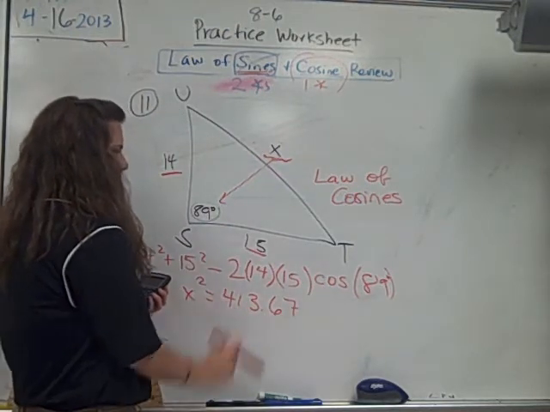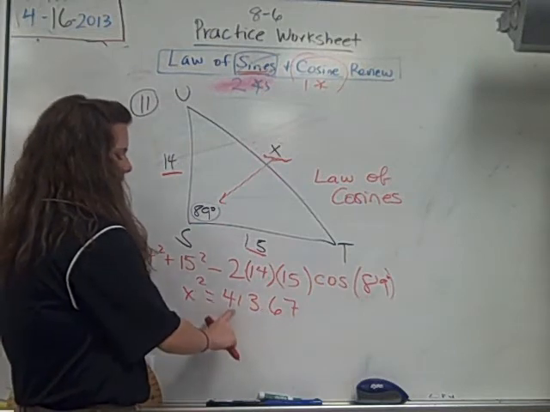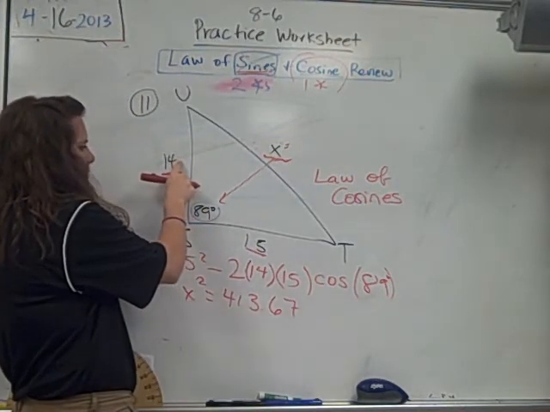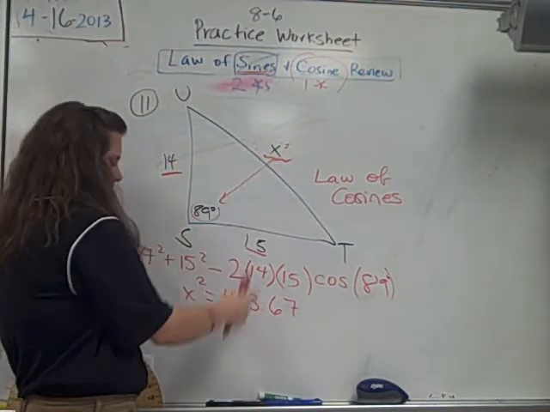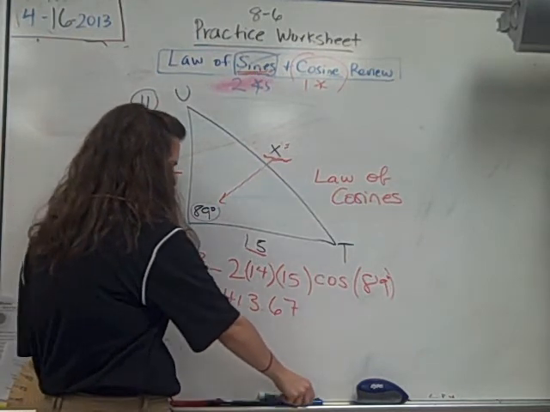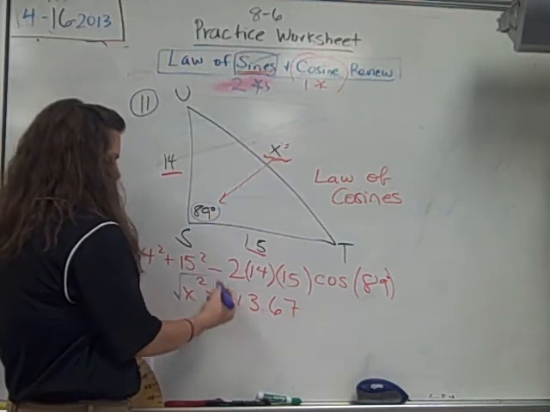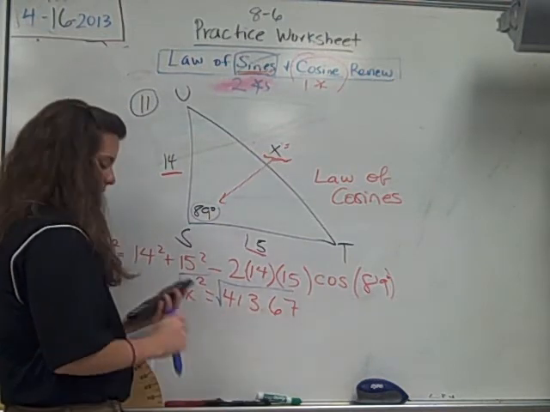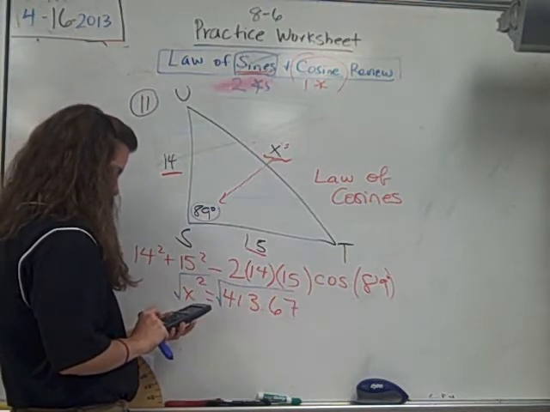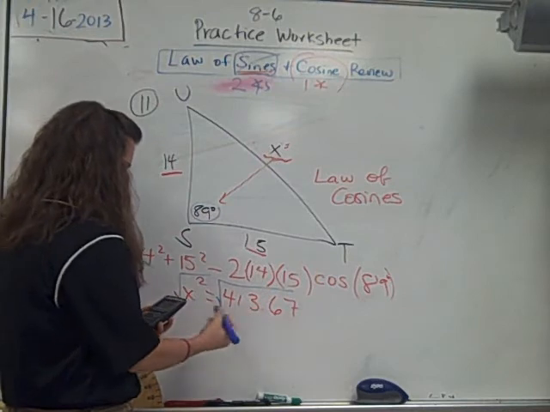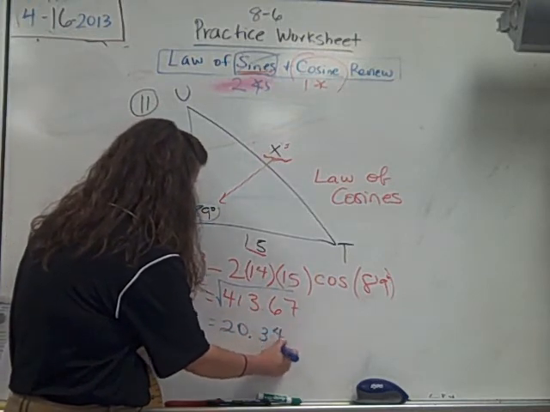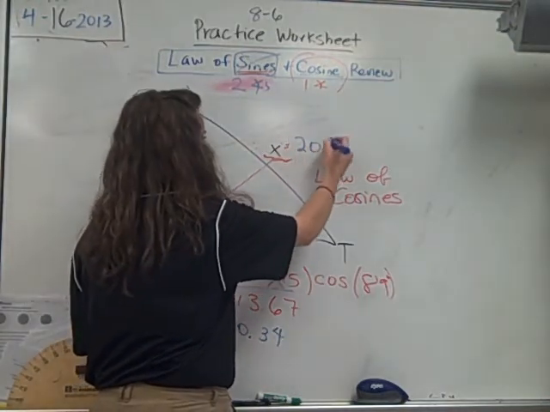Now, be careful. This is not your answer. Take a look. 413. If I stopped there, that's unreasonable because I've got 14, 15. For that to be 413.67, that does not make sense in real life. But if you'll look, x is not by itself, and we do need to square root both sides. And when you square root both sides, you should get 20.34 if you round it to 2 decimal places.